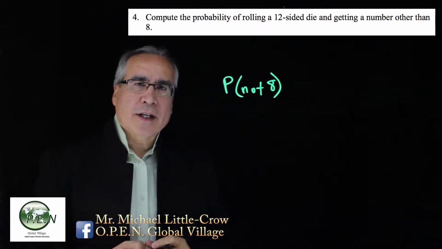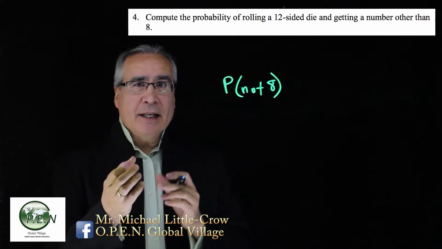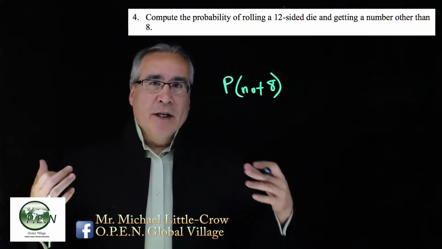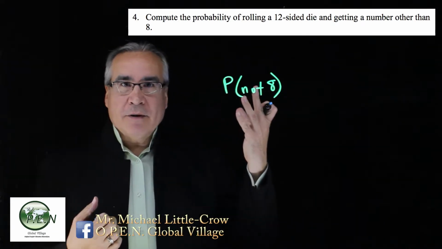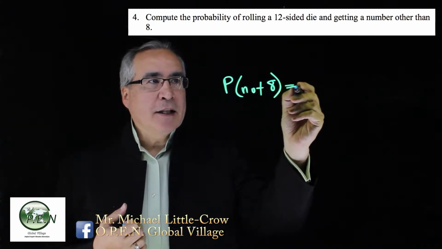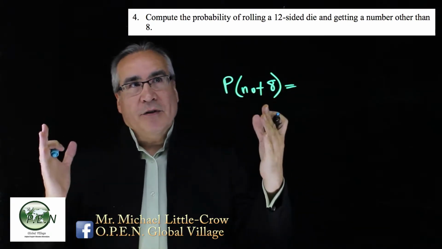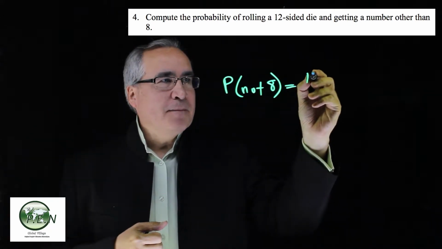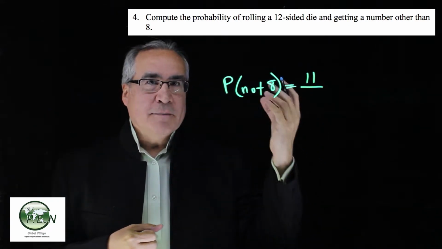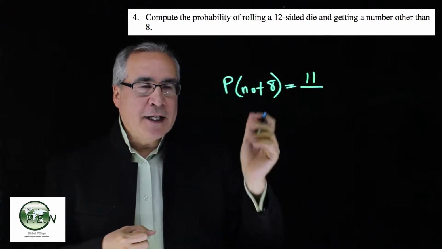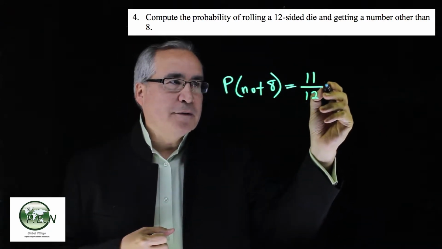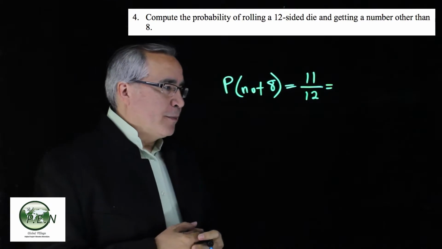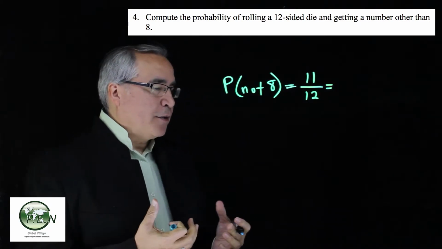Okay. Two ways to kind of do this. Probability of not getting an 8 means we get anything but an 8. So we could just count in our mind, well, how many things are not 8? Well, if there's 12, you take the 8 out, there would be 11 things, right? 11 possible numbers that we could roll that are not an 8 out of a total of 12. So that gives us 11 twelfths.